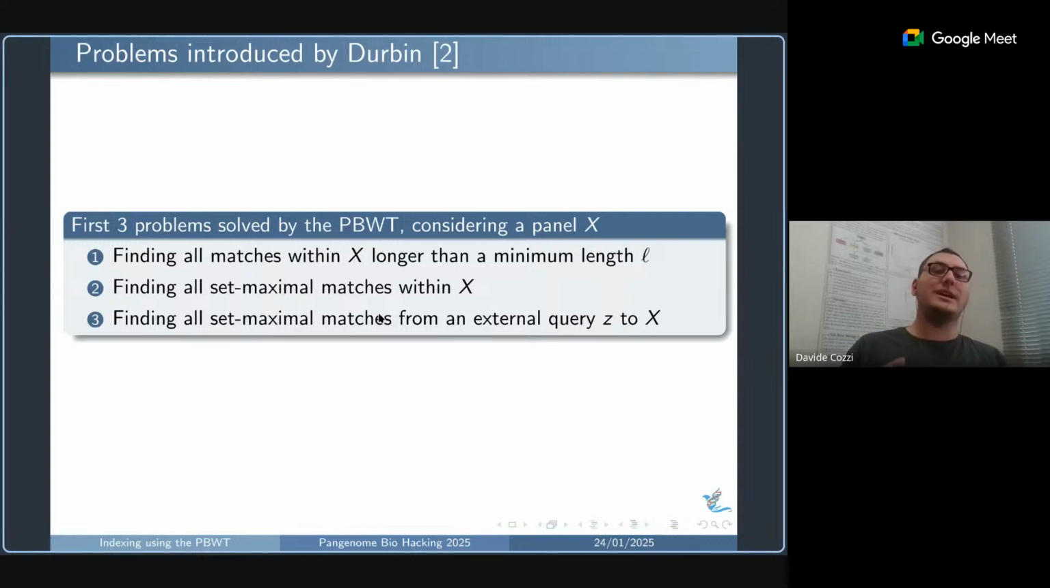So just imagine how efficient this data structure should be to allow this kind of solution on real world data. And then we can also find set maximal exact matches from an external query to the reference panel.